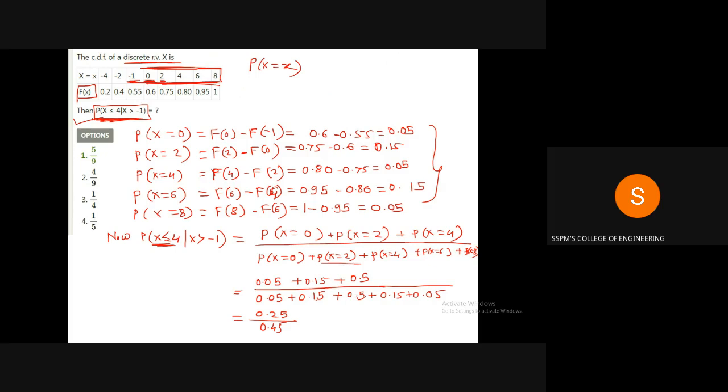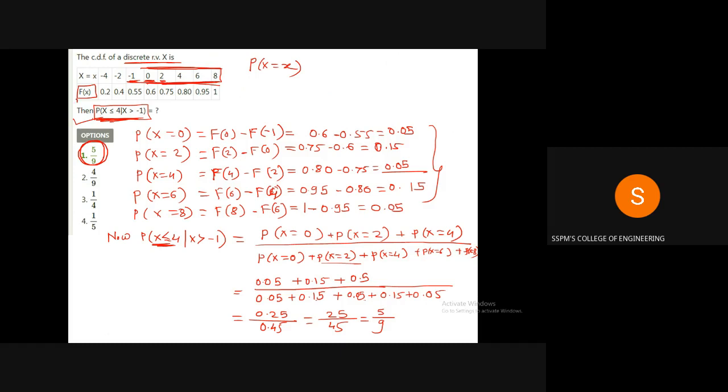What is the value of this? X is equal to 4. For x equal to 4, it is 0.05. So 5 plus 15 is 20, 20 plus 5 is 25, 25 plus 15 is 40, 40 plus 5 is 0.45. That is equal to 25 divided by 45. You divide it by 5: 5 fives are 25, 5 nines are 45, so it is 5 divided by 9. So the correct option is 5 divided by 9.